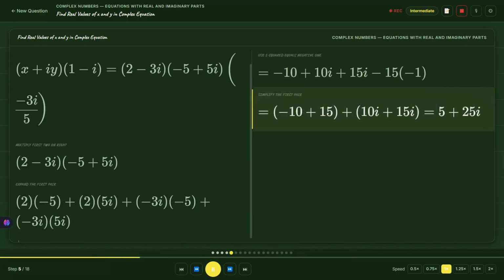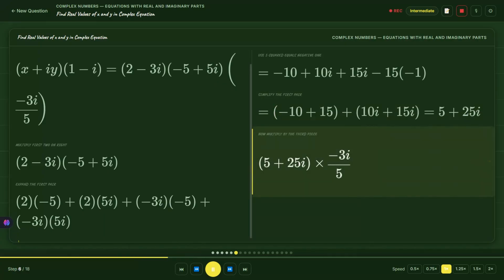Let's put the number parts together. -10 plus 15 is 5. And the i parts together, 10i plus 15i is 25i. So we get 5 plus 25i. Great. Now we take our answer and times it by -3i over 5.